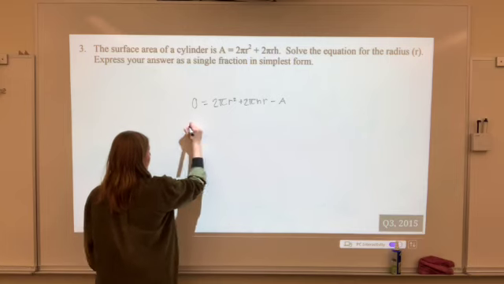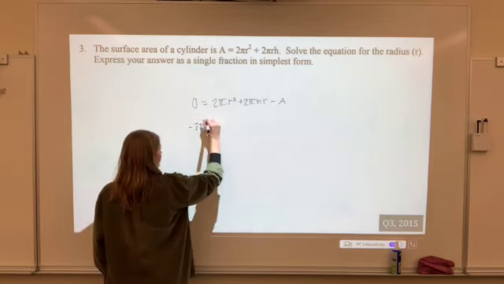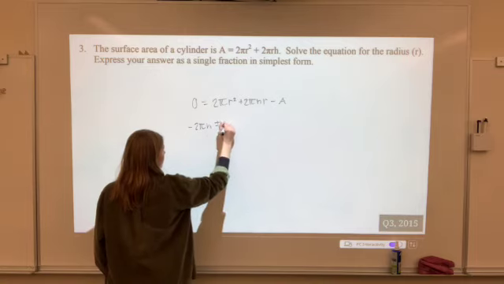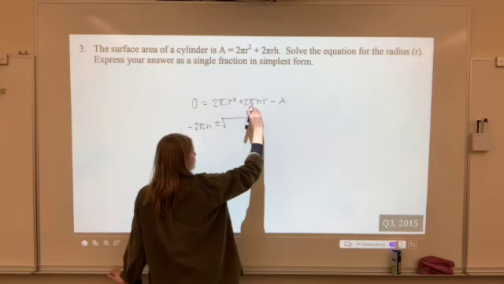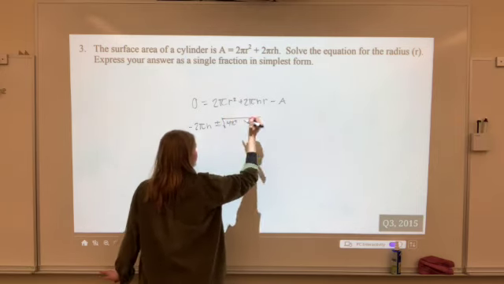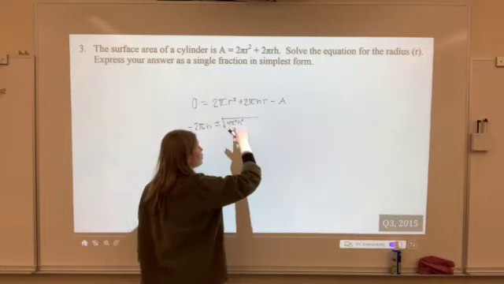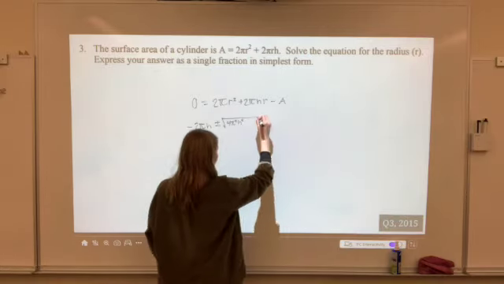Now, let's use the quadratic formula. We have negative b, which is negative 2 pi h, plus or minus the square root of b squared, which will end up being 4 pi squared h squared. And no, you cannot leave the exponent out. You have to distribute the exponent for it to be fully simplified.